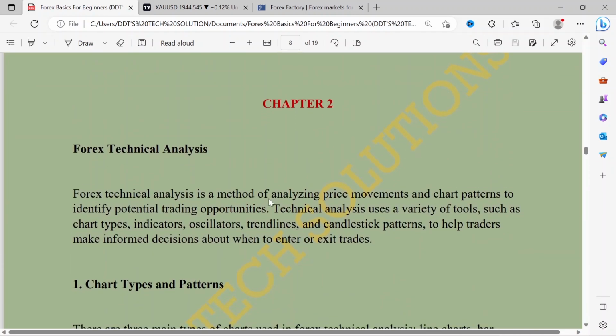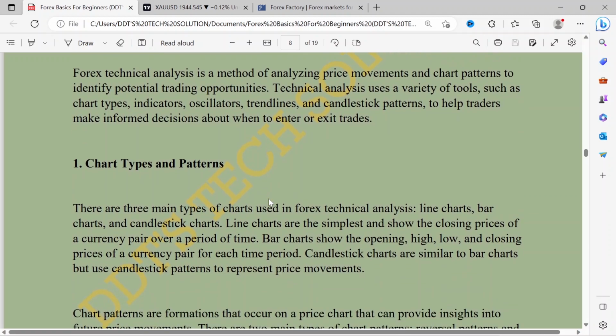Now let's go to chapter 2, talking about technical analysis. So technical analysis is a method of analyzing price movement and chart patterns to identify potential trading opportunities. So we are going to use tools such as chart types, indicators, oscillators, trend lines, and candlesticks.